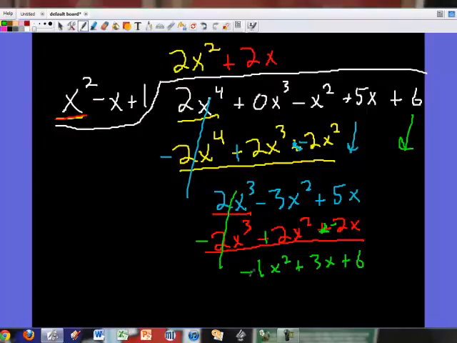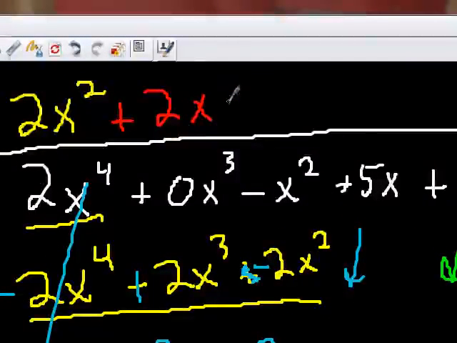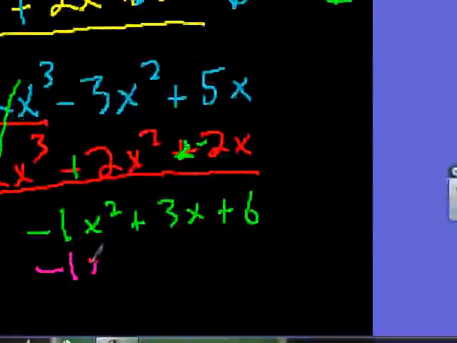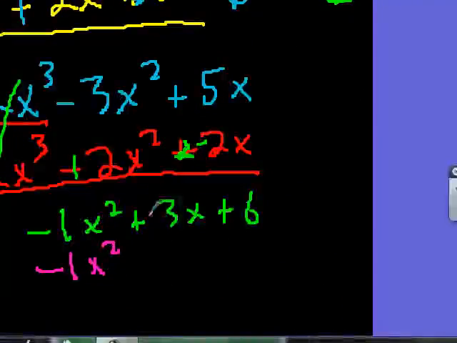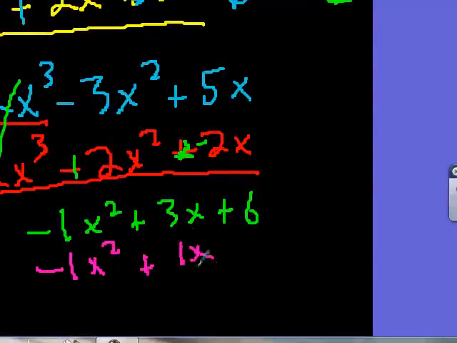So let's divide again, first term and first term. Negative 1x squared divided by x squared. So that's going to give us, let's change colors here. Let's go for pink. That's minus 1. So negative 1 times x squared minus 1x squared. Negative 1 times negative x plus 1x, or plus x. Doesn't matter. And then minus 1.